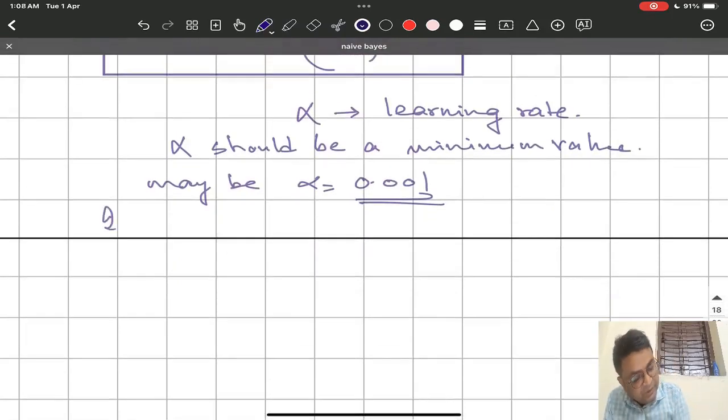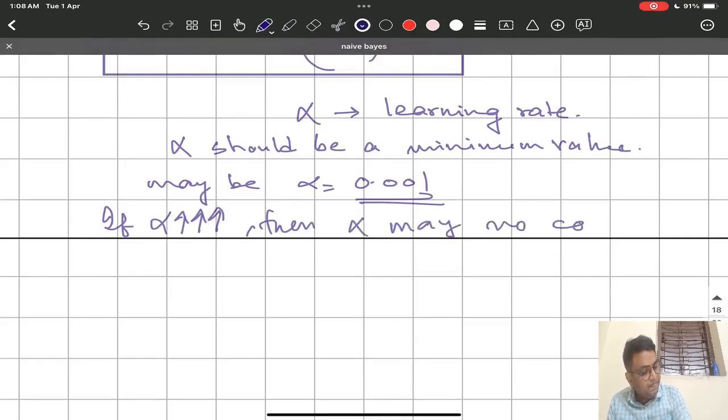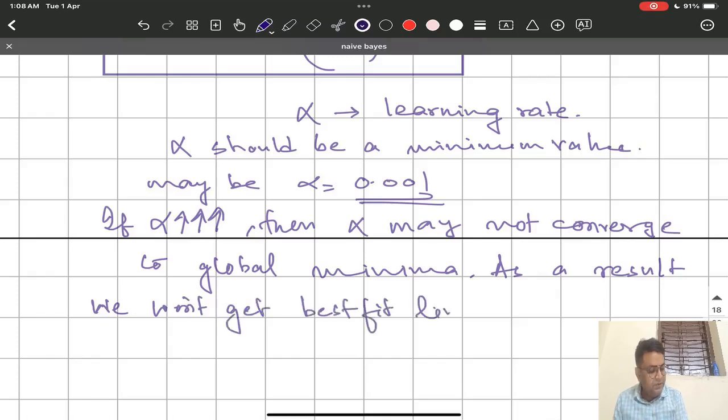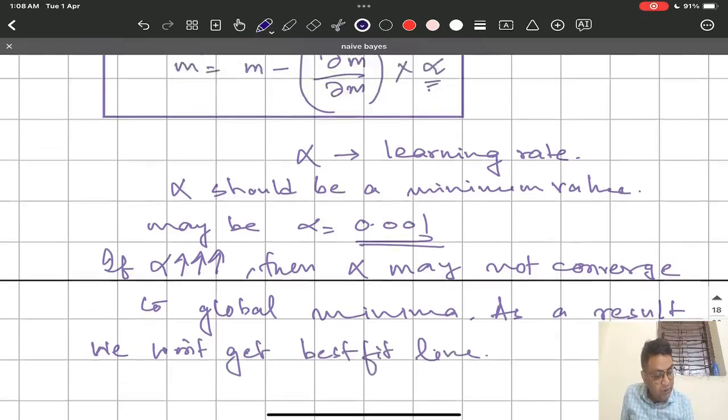If alpha is taken higher value, then alpha may not converge to global minima. As a result, we won't get the best fit line. We won't get the best fit line. Understood? तो हमें अल्फा को स्मॉल रखना पड़ेगा.